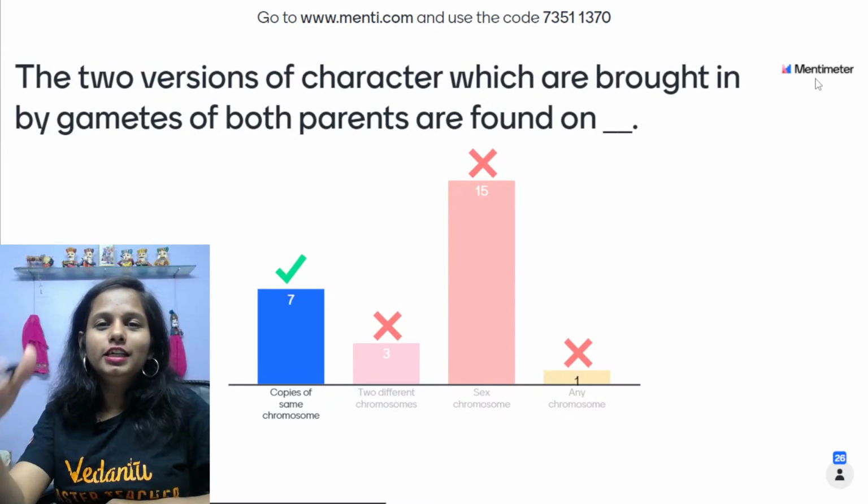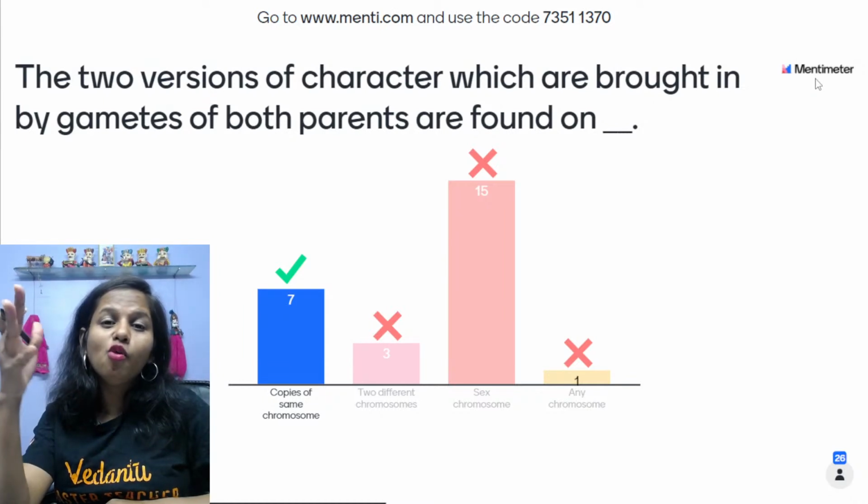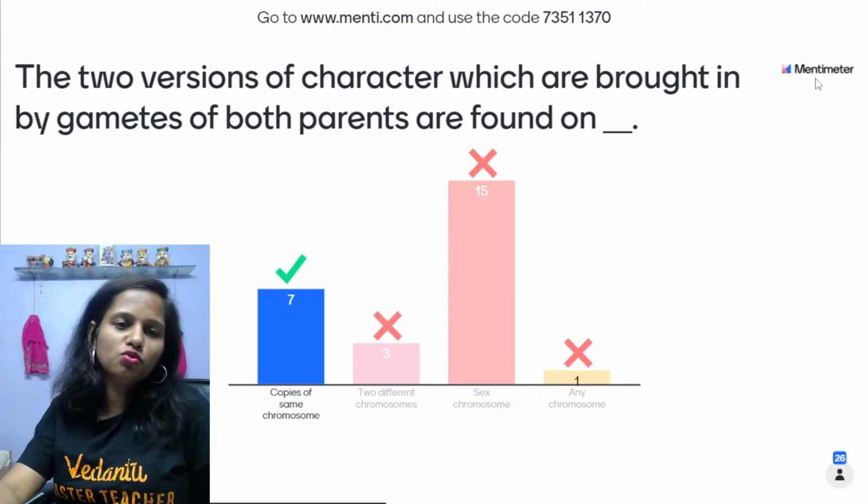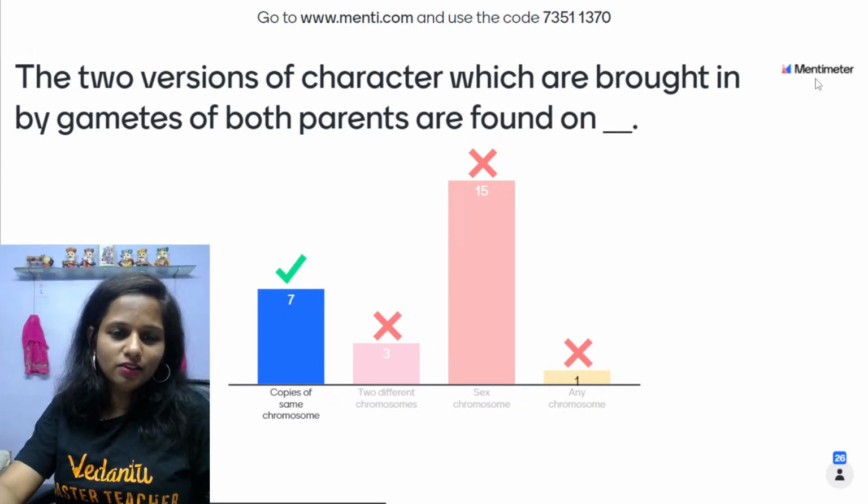Alleles are present on the same loci on a pair of homologous chromosomes, similar looking chromosomes, okay? So it has to be A.